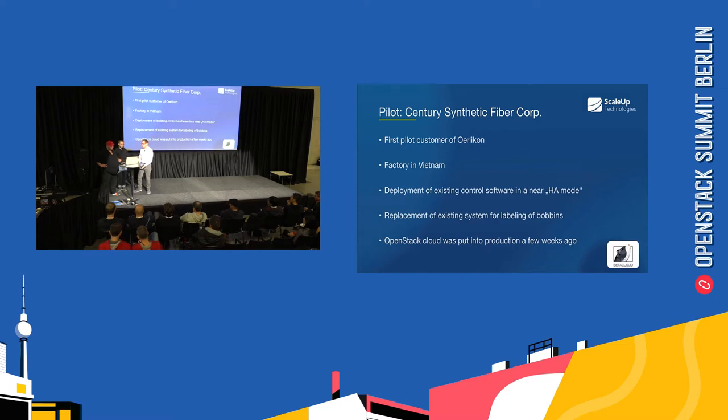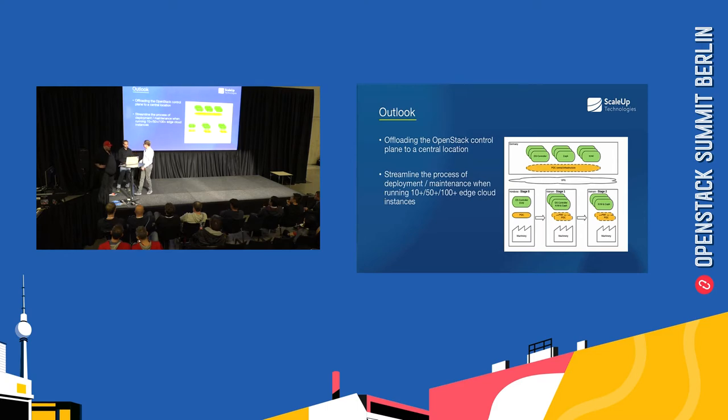Okay, so let's give an outlook into the future. In the future, we have to replace the full-blown OpenStack environments on the factory sites with one central controller, so that we have a real edge cloud and not only fully deployed edge clouds on the edge. This will be the next step.